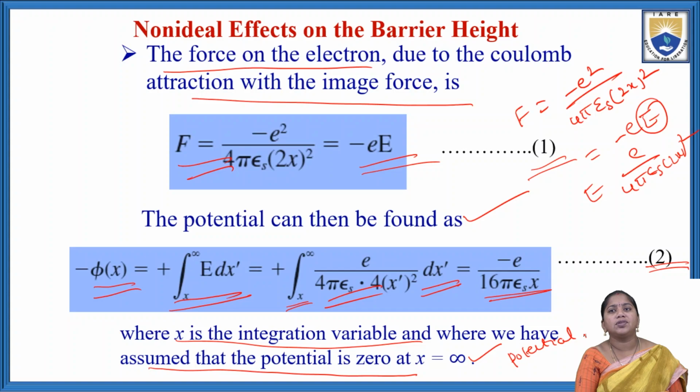The force on the electron due to Coulomb attraction with the image force is given by F equal to minus e squared by 4 pi epsilon s into (2x) whole squared, that equals minus e times E. That is equation 1.